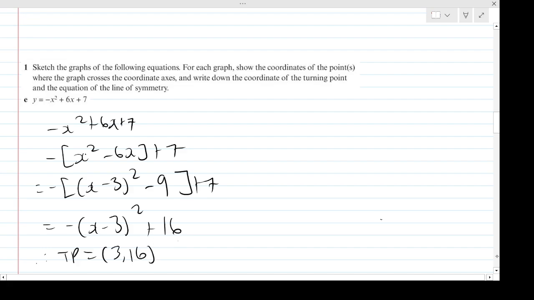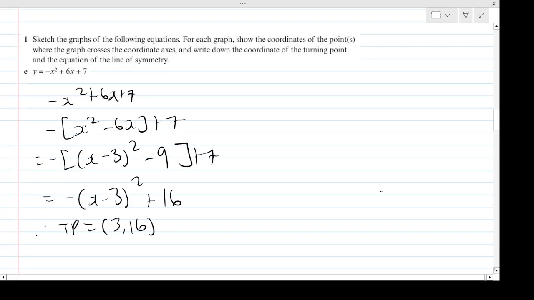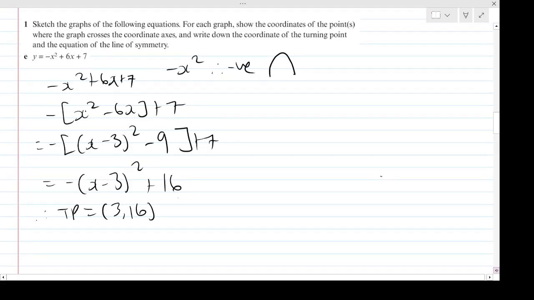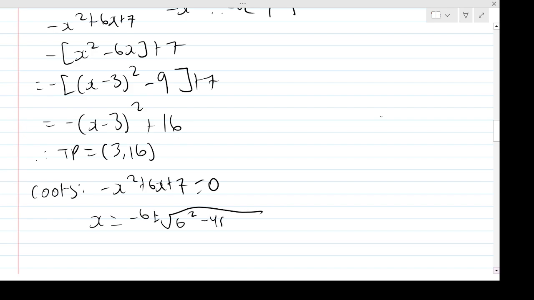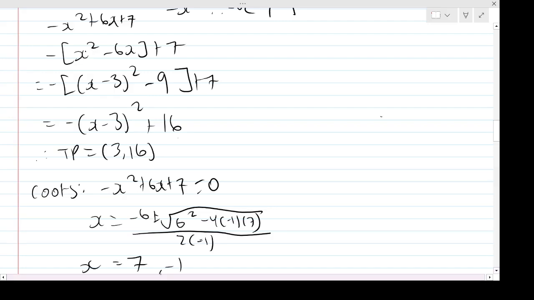Okay, then what type of shape do I have? Well, it's negative x squared. The coefficient of x squared is negative, which means it has a frowny shape, right? Then I need to find my roots. So the roots are when minus x squared, plus 6x, plus 7 is set to 0. So x would be minus 6 plus or minus the root of 6 squared, take away 4 lots of minus 1 lots of 7, over 2 lots of minus 1. If I solve that, I get 7 or minus 1. Okay, those are my two roots.